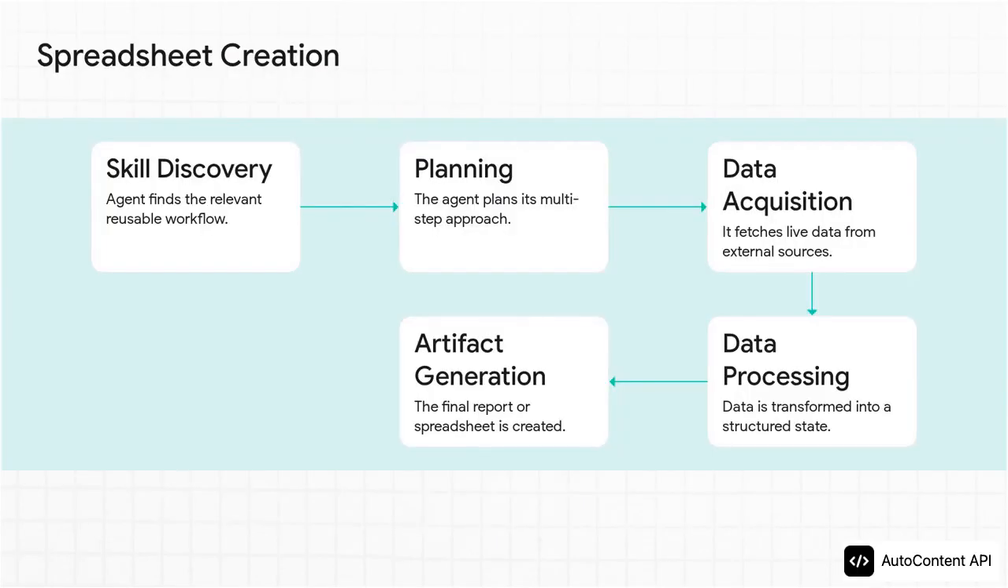So here's how it all comes together. Let's say you ask an agent to make a spreadsheet using live data. First, it discovers the right skill for that job. Then it makes a plan. It uses its tools to go get the data. Then it processes and structures that data inside its safe container. And finally, it generates the output, your finished spreadsheet. It's this beautiful, seamless loop.